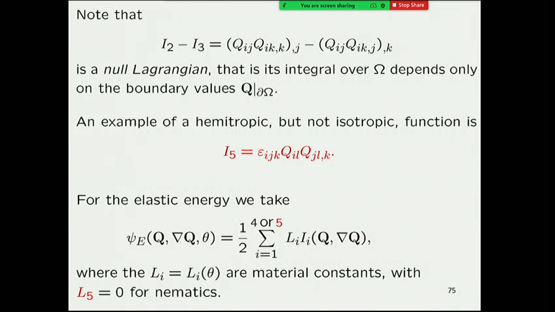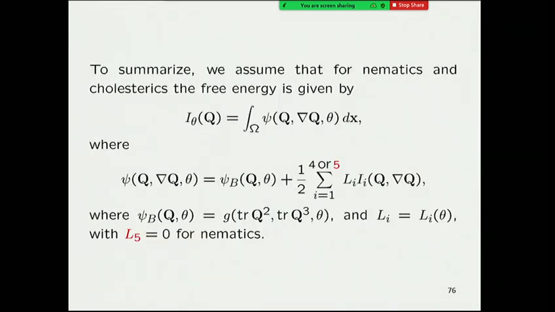If we wanted to deal with cholesterics, which are hemitropic but not isotropic, we can consider this variant. And in general, we'll suppose that the elastic energy is a linear combination of those invariants. So that's the summary of what we assume in the Landau-de Gennes theory.